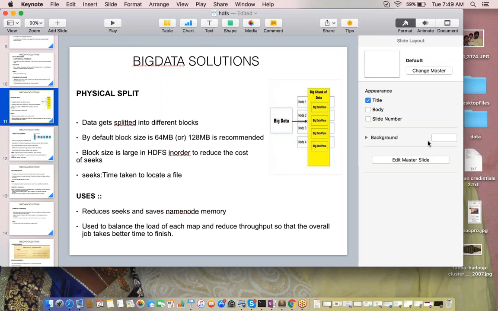Okay, why 64 MB? Why not less? If you go for a smaller block like a local file system, 4 KB, the burden will be on your name node because it has to maintain so many records. That is one reason. The other reason is if you make it a small block, the mapper will be processing the small block, and it has to launch more mappers.